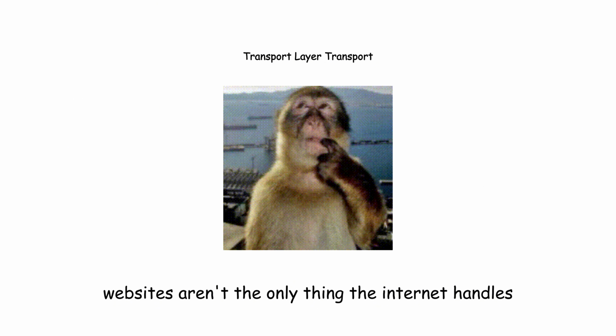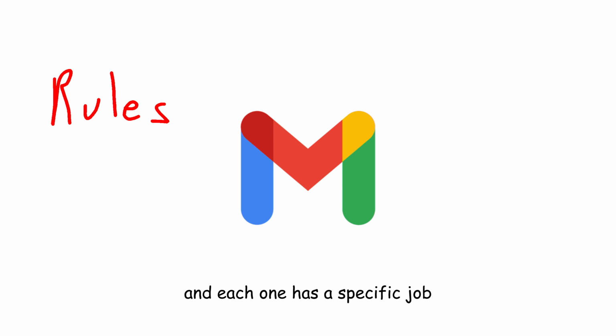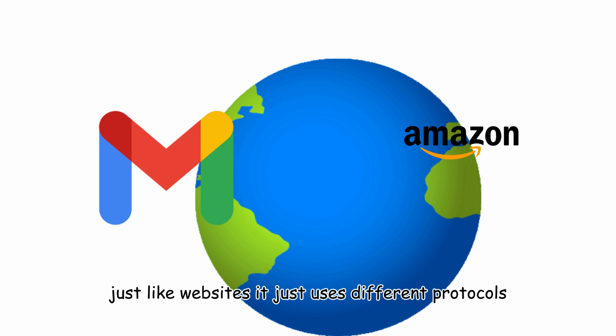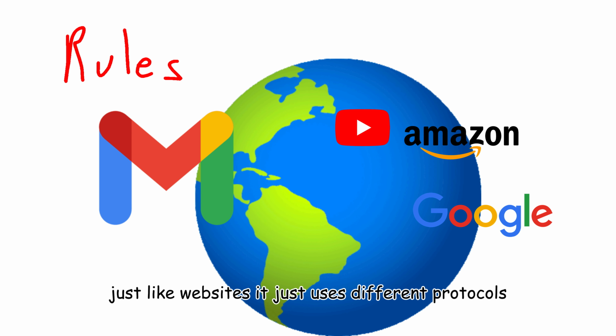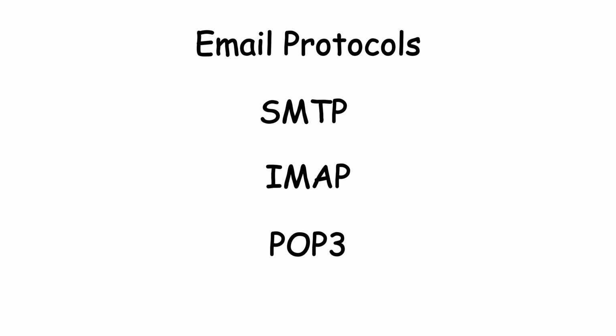Websites aren't the only thing the internet handles. Email uses its own set of protocols, and each one has a specific job. Email is part of the internet, just like websites. It just uses different protocols. Instead of HTTPS, email relies on its own set of rules to send and receive messages. Each protocol has one specific job, and together they make email work smoothly.